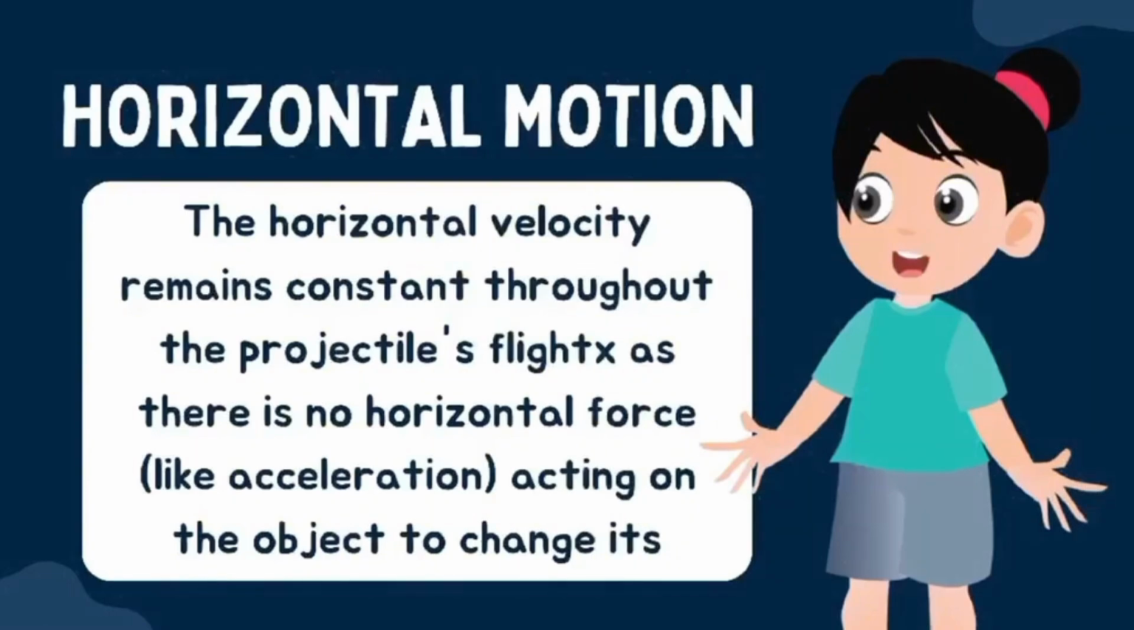The horizontal velocity remains constant throughout the projectile's flight as there is no horizontal force acting on the object to change it. Since no force acts in the horizontal direction, there is no acceleration horizontally. According to Newton's first law, without a force, the speed in that direction will not change. This is why the horizontal velocity stays constant from the beginning of the motion until the object lands.